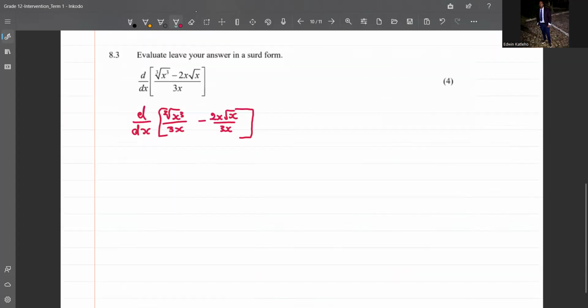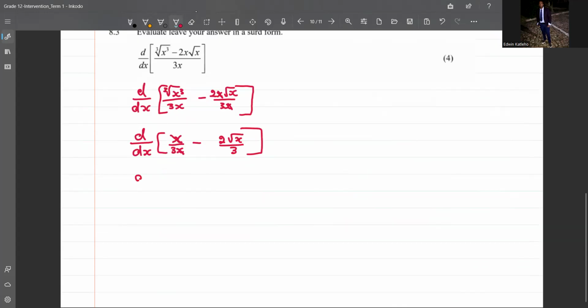Next, I'm going to simplify this expression. So d by dx, we still write the expression inside the bracket. The cube root of x cubed is just x, and x over 3x, x is going to cancel x, which we are fine. And then the minus your second term, where x cancels x, and you are left with 2 root x divided by 3.